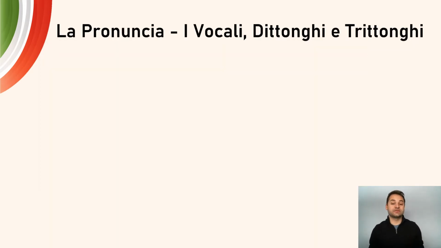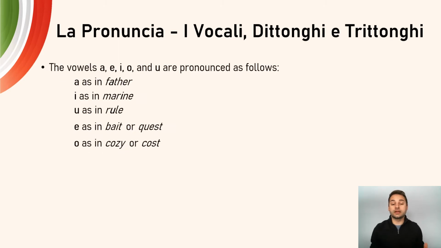But we have specific vowels, i vocali, and sometimes they can be used in something called a ditongo and also a tritongo. Let's take a look. The vowels are a, say a, e, say e, i, say i, o, say o, and u, say u.